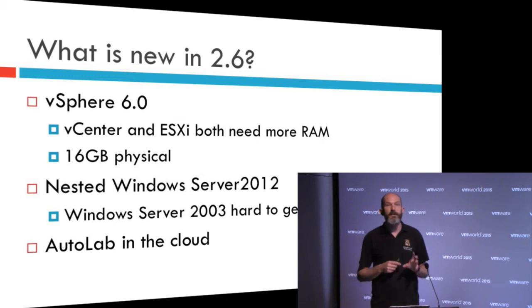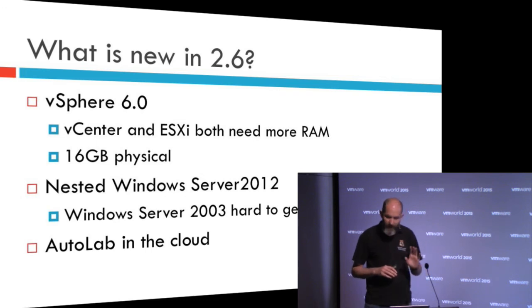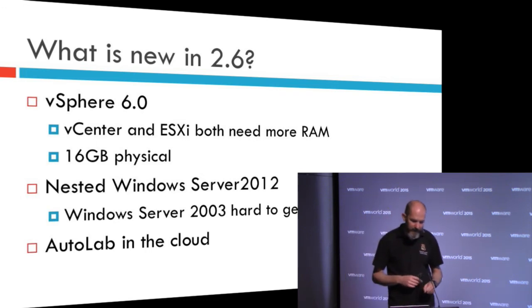The other big change, as a result of vSphere 6 support, is more RAM requirement. vCenter needs 8 gigs of RAM, so our vCenter virtual machine needs to be bigger. The ESX servers will not even install with less than 4 gigs of RAM. And so to get a 2-node cluster, you need 16 gigs of RAM in your physical server. As I said earlier, more is always good. More RAM is one of the key things.